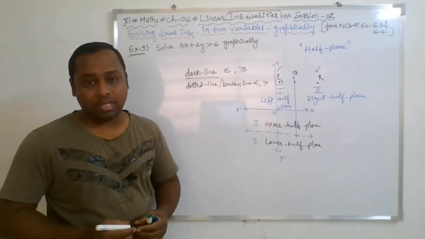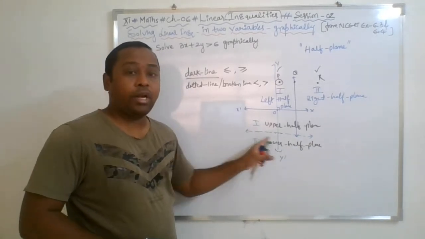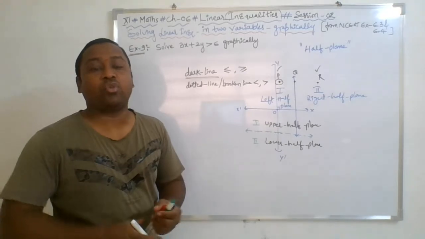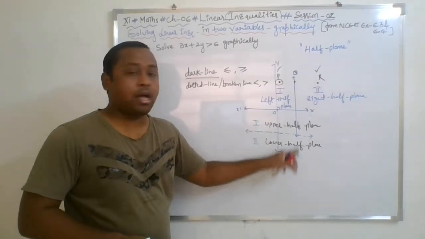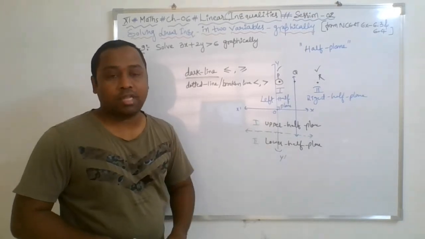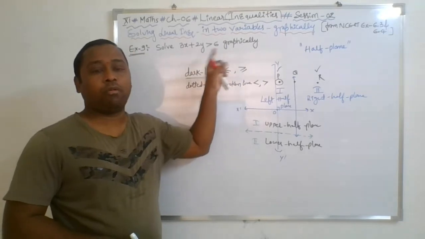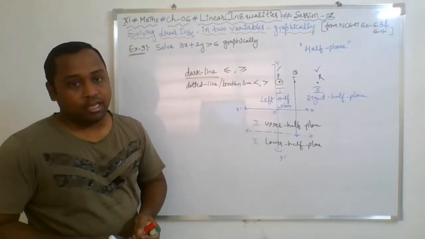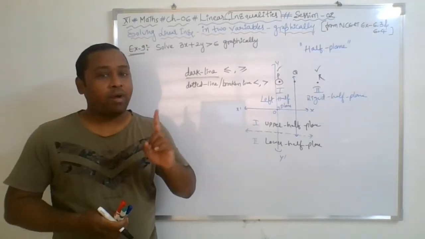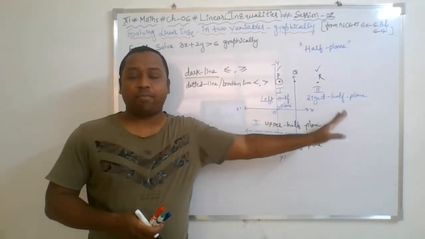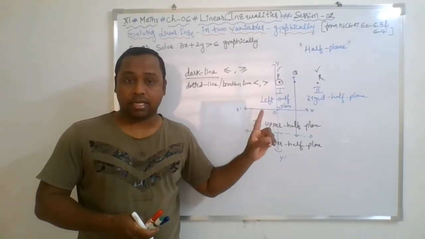Broken line shows that the points on the line will not be the solution of the given inequality, and the darkened or straight line shows that every point on the line is also a solution of the given inequality. So here only 2 points you need to remember. One is, one of the half planes will be the solution for the given inequality at a time.